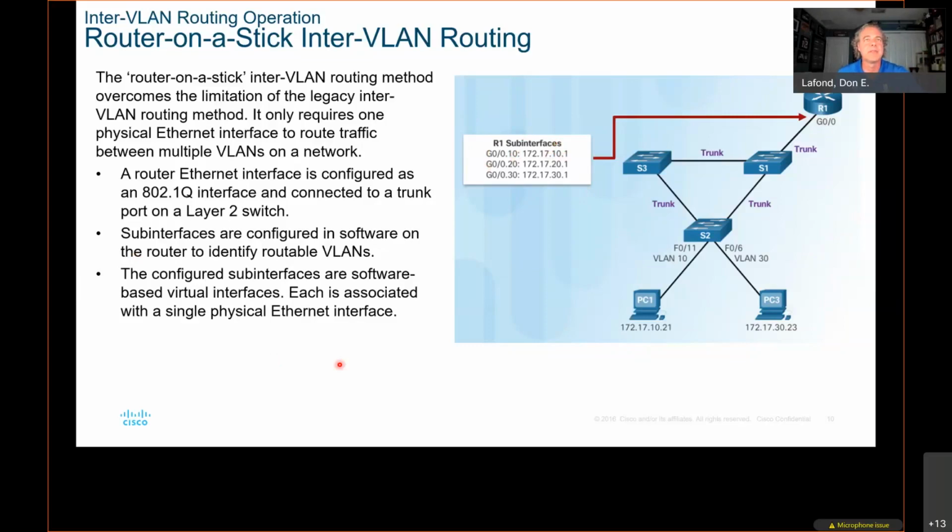Let's read what it has here. It only requires one physical interface. A router Ethernet interface is configured as an 802.1q interface and connected to a trunk port on a layer 2 switch. Sub-interfaces are configured in the software on the router to identify the routable VLANs. The configured sub-interfaces are software-based virtual interfaces. Each is associated with a single physical Ethernet interface.